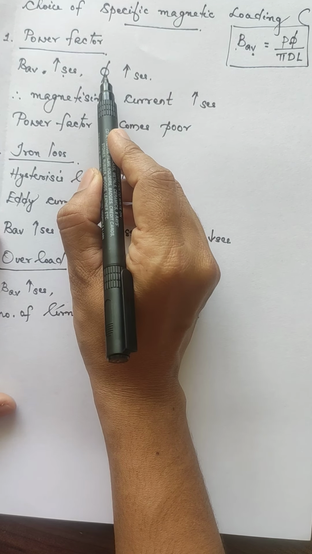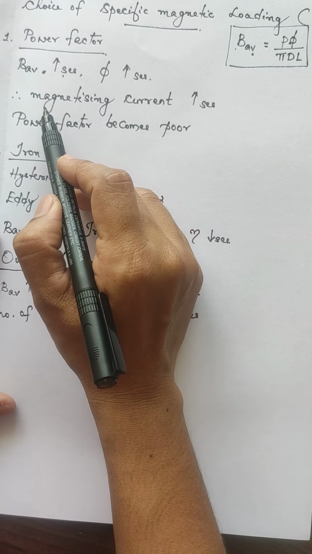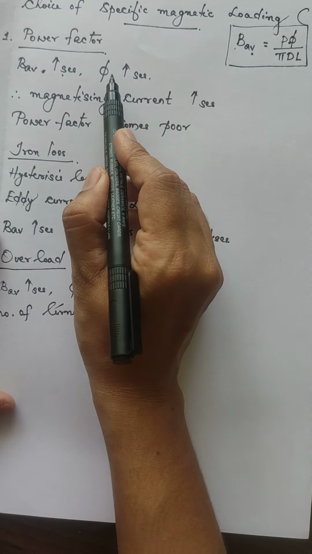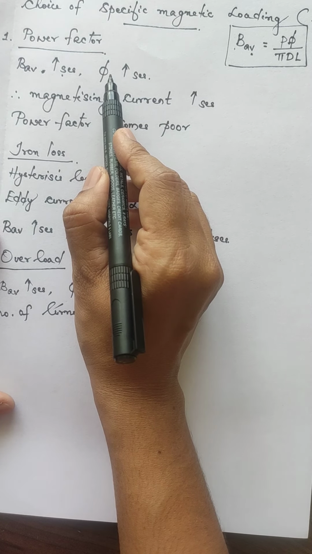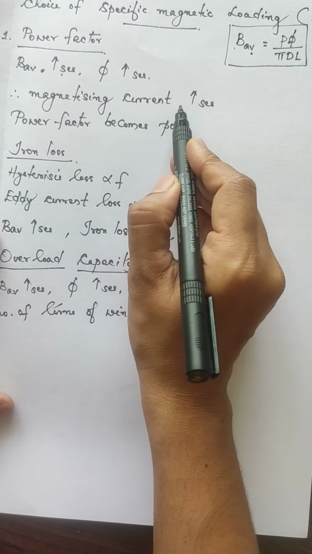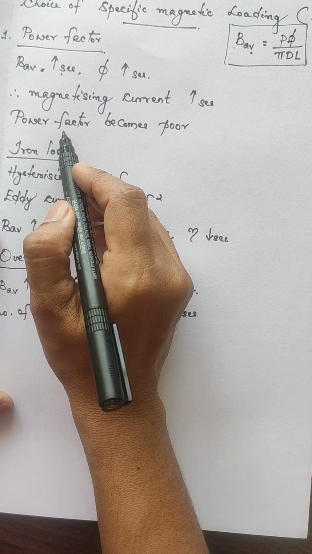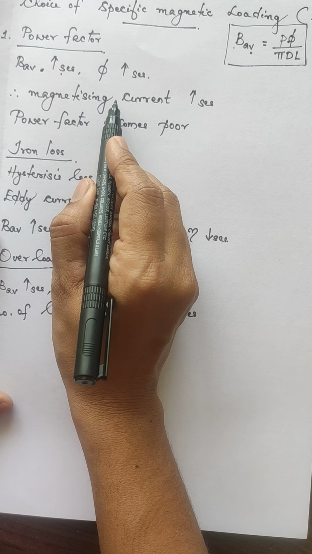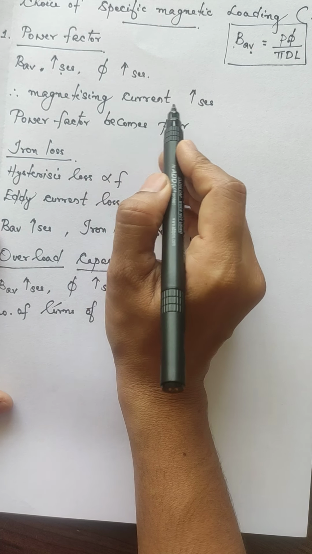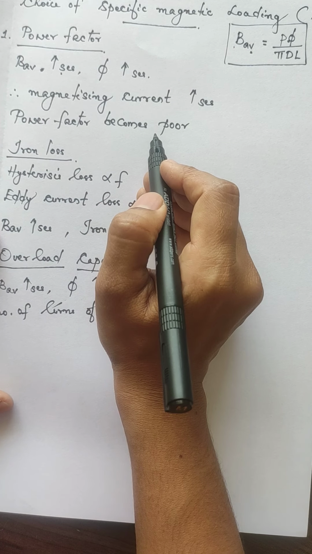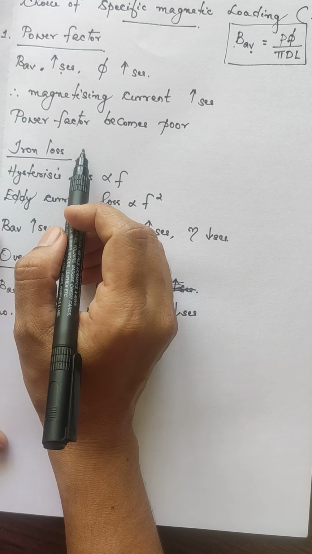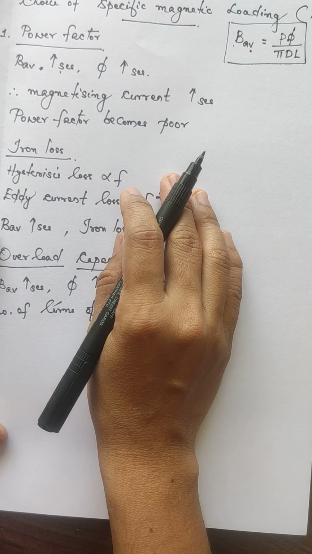In order to establish a flux, the machine will draw a magnetizing current. So, as the flux to be established increases, the magnetizing current drawn by the machine also increases. When the magnetizing current increases, power factor becomes poor. We know that magnetizing current and power factor are inversely related, so when more magnetizing current is drawn, the power factor becomes poor. That is the relation between power factor and the specific magnetic loading.